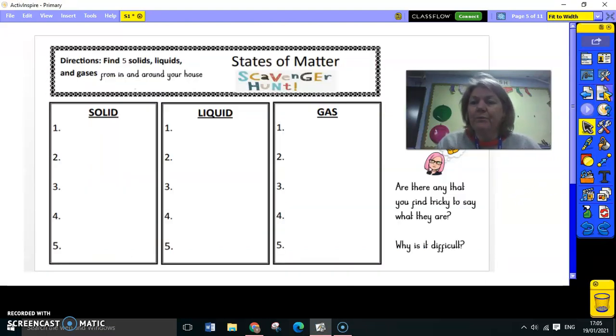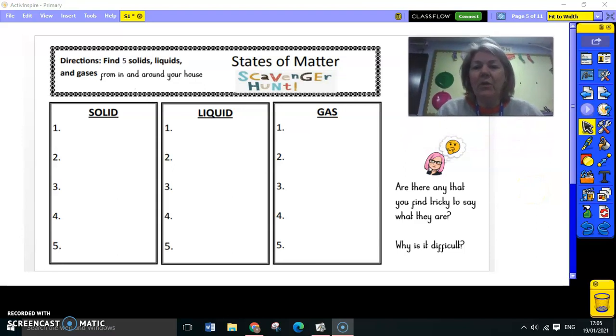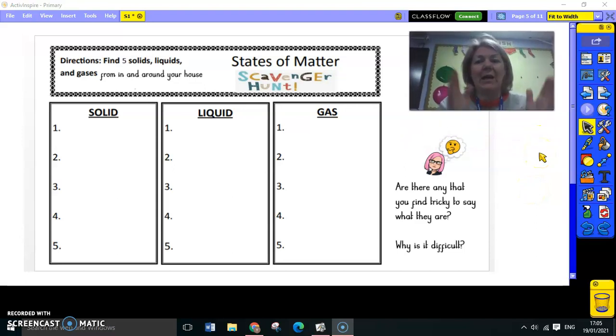So now you've had a look at those different states of matter and the properties of them, I've got a little challenge for you. I've got a little bit of a scavenger hunt for you to go off and do. You'll find this document here in the Google Drive if you want to print it out. But remember, you don't have to do that. You can just write down on a sheet of paper, solids, liquids, gas, 1 to 5, and I want you to go around your house, so in and around your house, or even in the garden if it's a nice day and you can get outside.